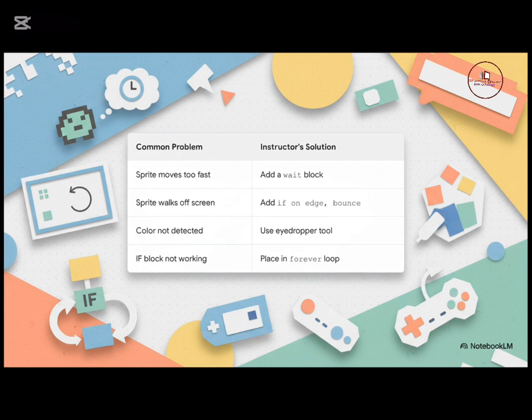This reveals the real genius of the method. The lesson is designed to anticipate failure. It teaches kids that hitting a wall isn't the end of the road, it's just a problem that needs to be solved. And that is the very heart of debugging and logical problem solving.